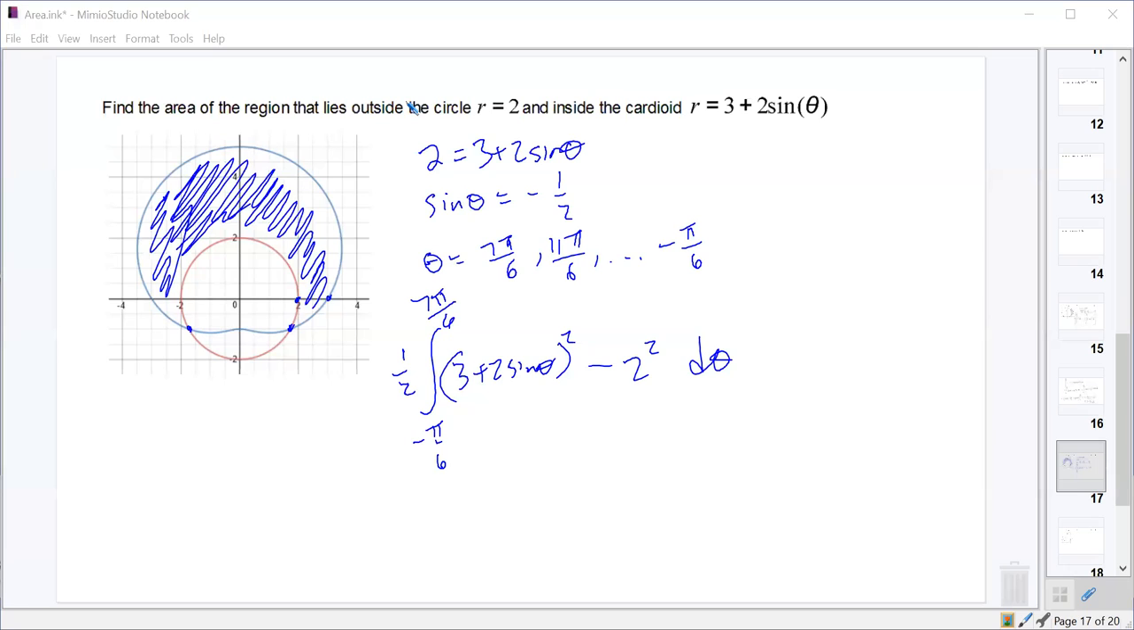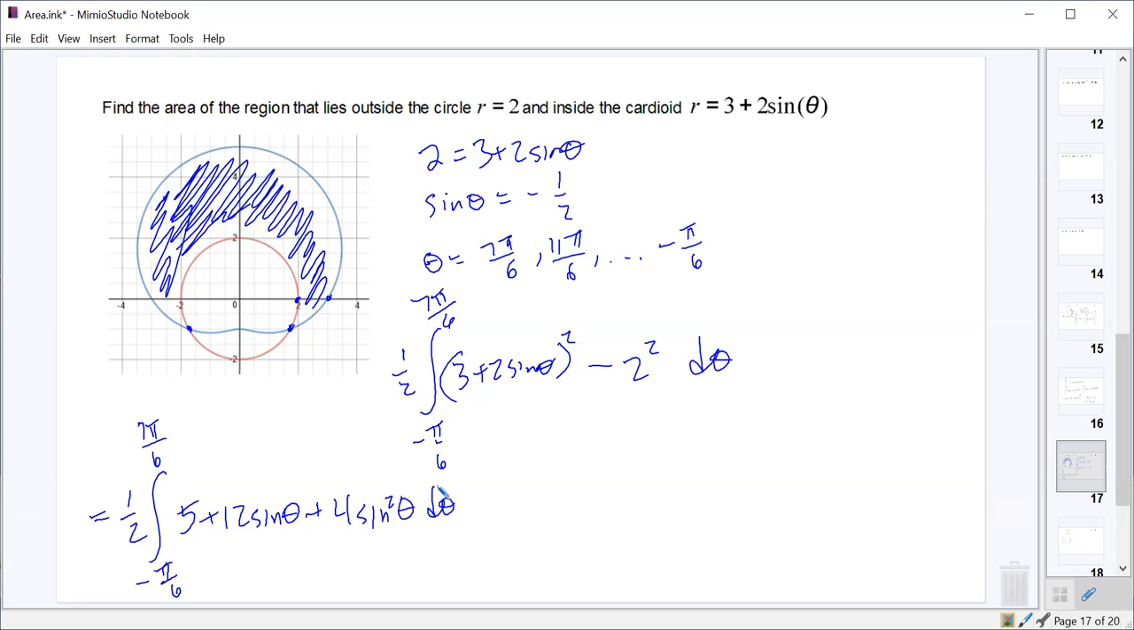All right, so sorry about that. We'll distribute out the 3 plus 2 sine theta and combine it with that minus 4. And what do we end up with? We should end up with 1/2 of the integral from negative pi over 6 to 7 pi over 6 of 5 plus 12 sine theta plus 4 sine squared theta d theta.